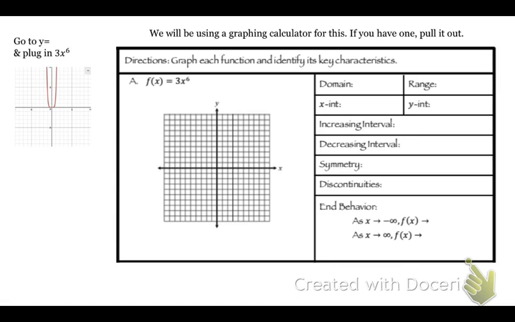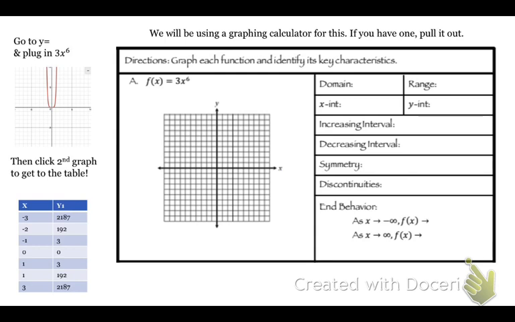Now, we need to just pull up the table. That's how we're going to graph these, is from the table. So if you push second graph, it will get the table, and you should get a table that looks like this or has the numbers like that. And I usually go from -3 to 3. That gives you a pretty good range.